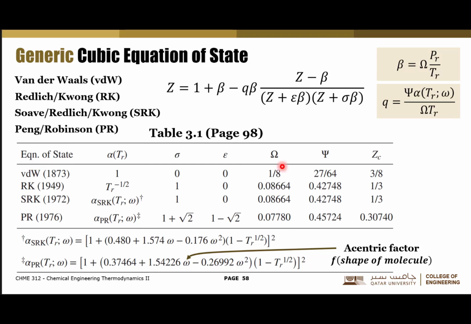Omega, for van der Waals, 1 over 8. RK, 0.08664. SRK, same value. PR, slightly different. Same thing, psi. And then here we see the value of the critical compressibility factor that is assumed for all materials given this model. For van der Waals, like I said before, it's assumed to be 3 over 8. For RK, it's assumed 1 over 3, and so on. Z is not used in the equation.